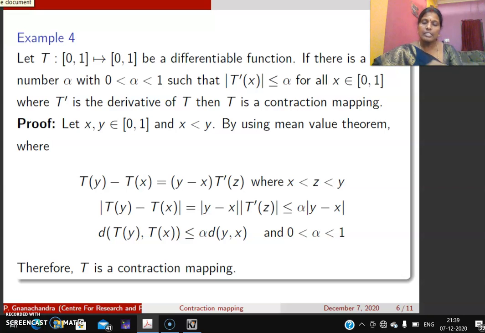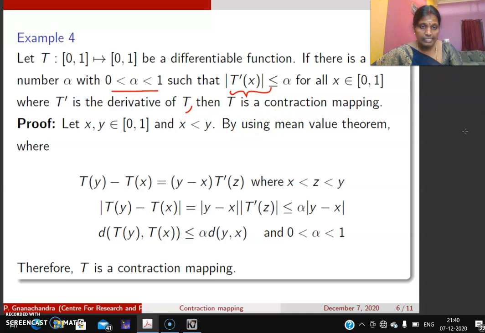Okay, next let us see another example. Let T from the closed interval [0, 1] to [0, 1] be a differentiable function. If there is a number alpha, with alpha between 0 and 1, such that |T'(x)| is less than or equal to alpha, this is the condition, and T is a mapping from the closed interval [0, 1] to the closed interval [0, 1], where T' is the derivative of T, then with this condition T is a contraction mapping.